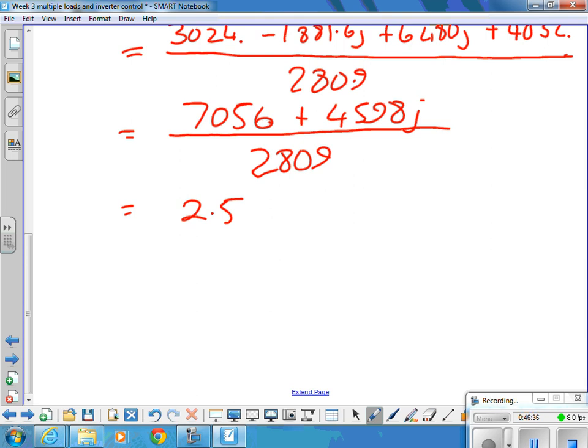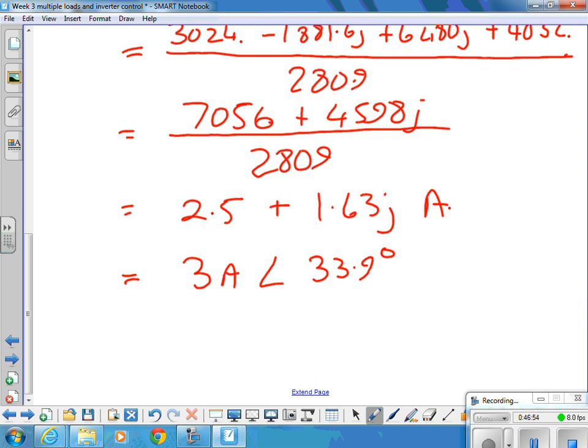2.5 plus 1.63 j amps, and that in polar form is 3 amps, angle what? 33.9 degrees. That's better. Much better, because that's what I got more or less in here.